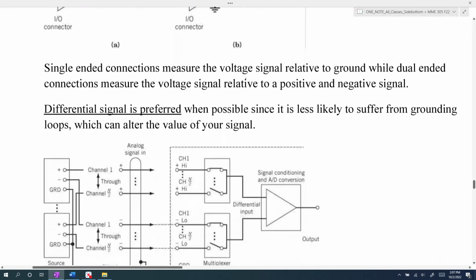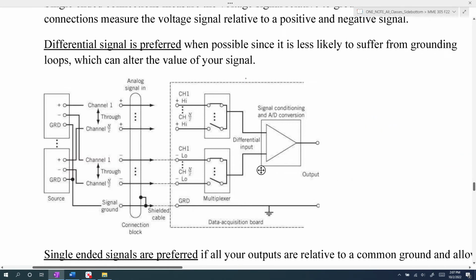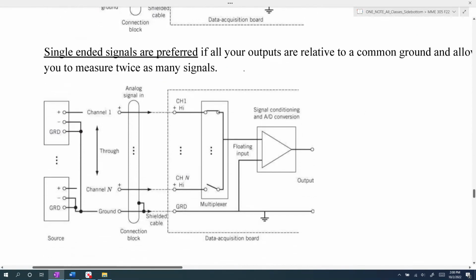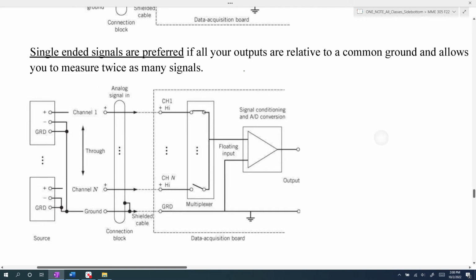Okay, so typically differential signals are preferred when possible because they're less likely to suffer from ground loops, which can alter the value of your signal. So you typically have increased accuracy. The downside is that you have more wires. And then single-ended signals are preferred if your outputs are all relative to the same ground, and sometimes you can design your systems to be that way, so it's not always impossible to do.